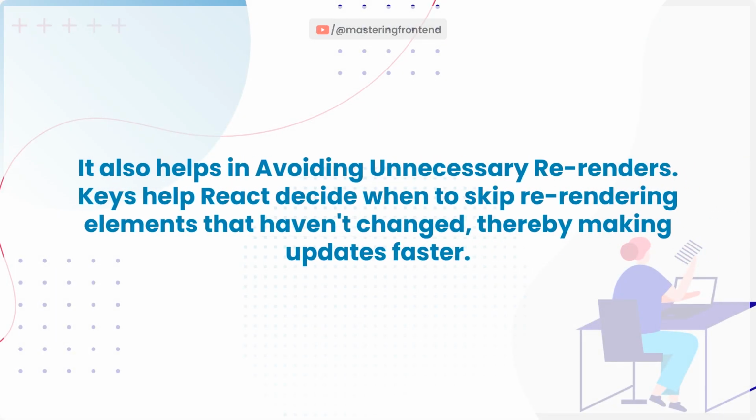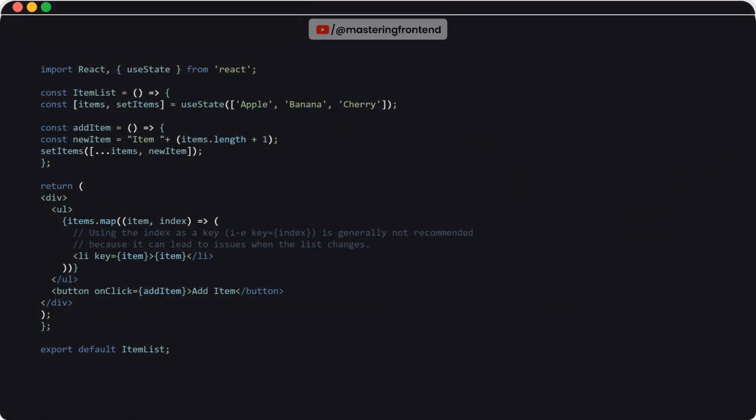It also helps in avoiding unnecessary re-renders. Keys help React decide when to skip re-rendering elements that haven't changed, thereby making updates faster. Here's a simple example to illustrate the use of the key prop. In the example, we used the item name as a key.